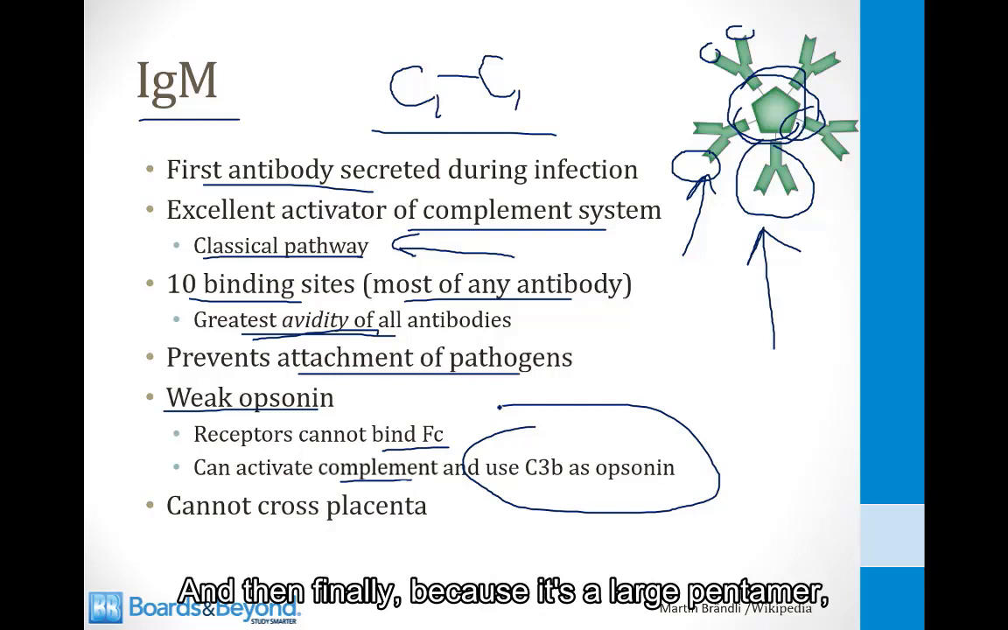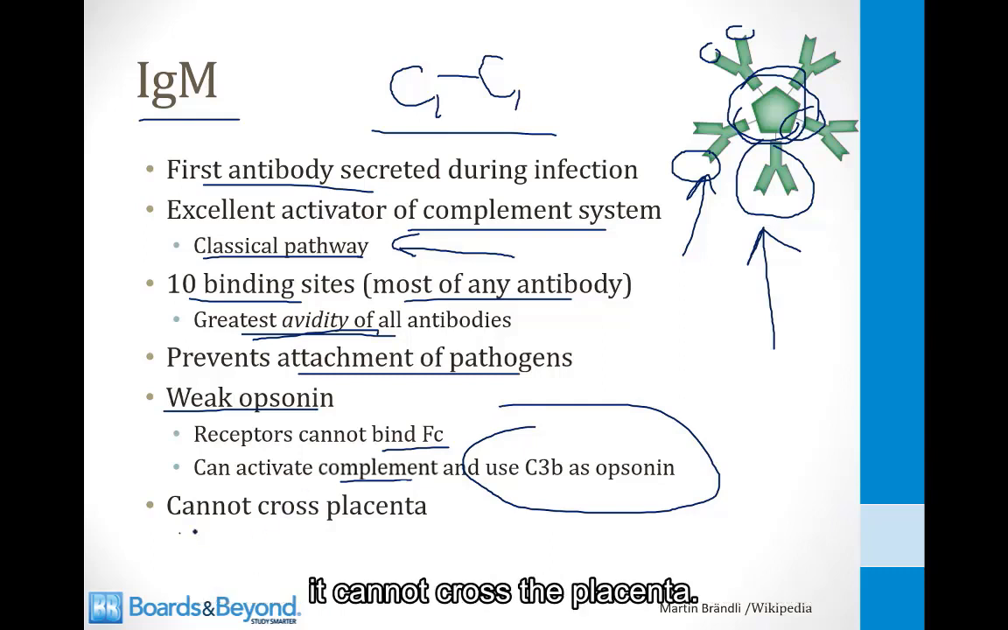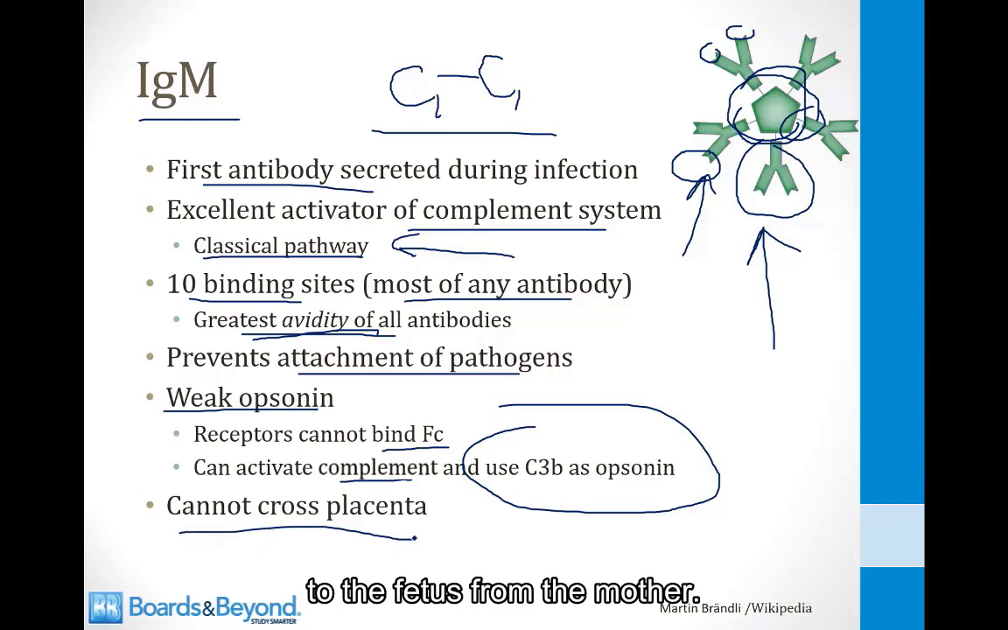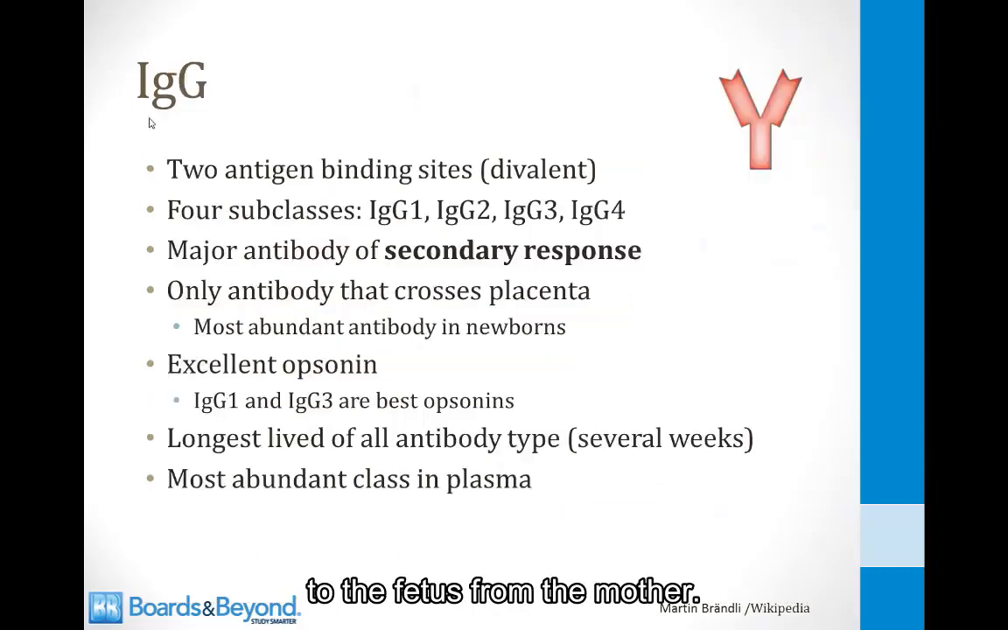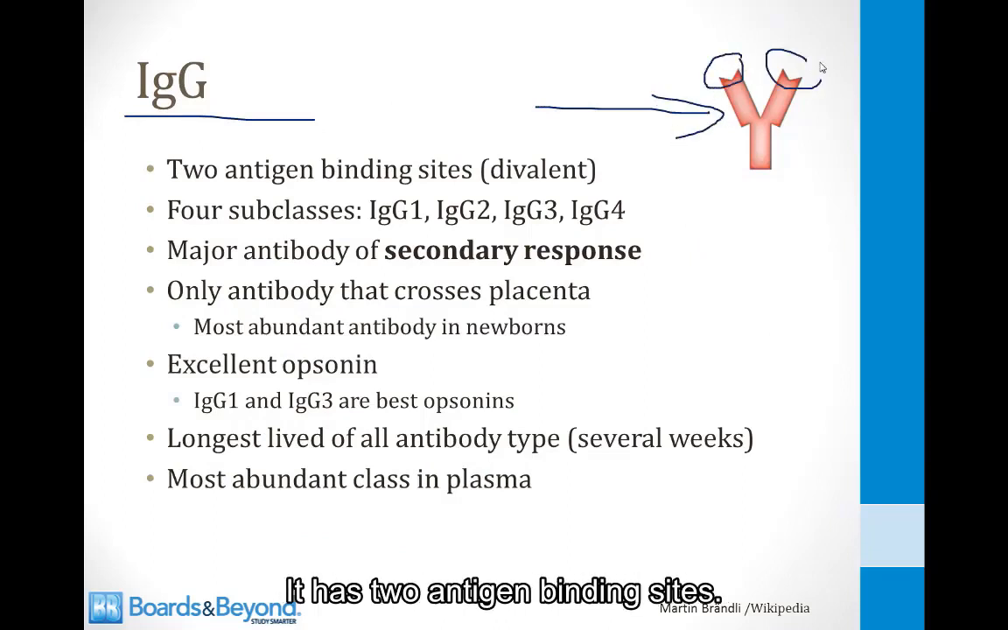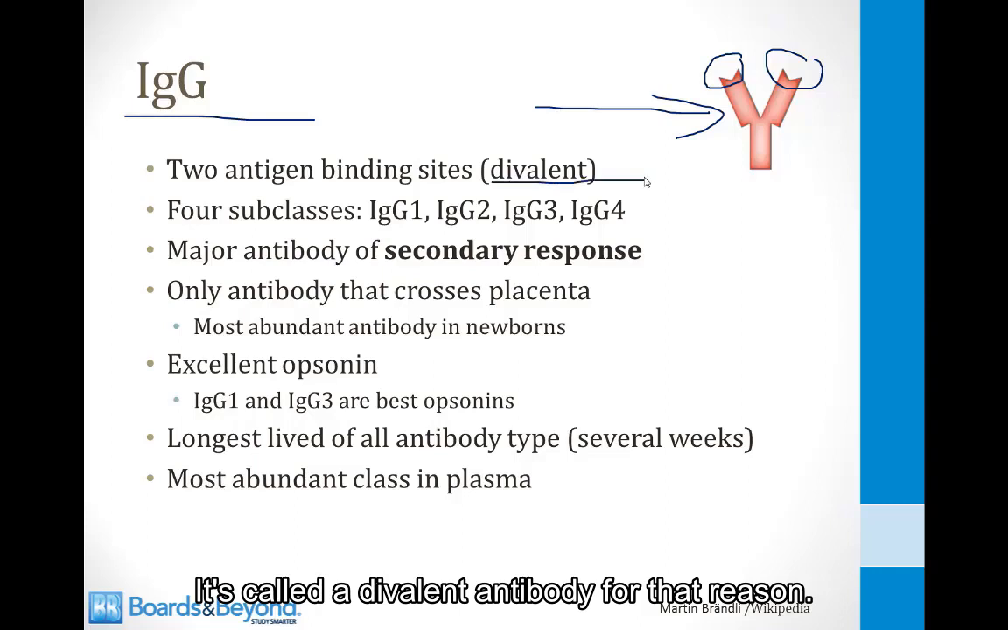And then finally, because it's a large pentamer, it cannot cross the placenta. This means that IgM cannot confer antibody benefits to the fetus from the mother. IgG is a monomer. This is a picture of IgG right here. It's not a pentamer like IgM. It has 2 antigen binding sites. It's called a divalent antibody for that reason.